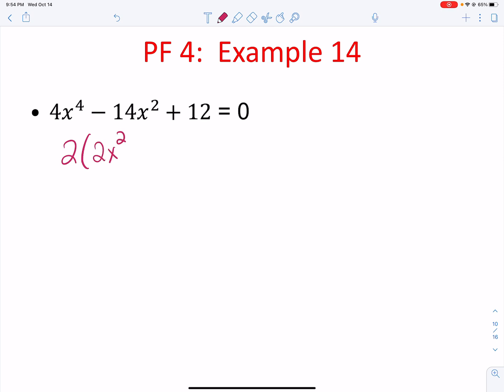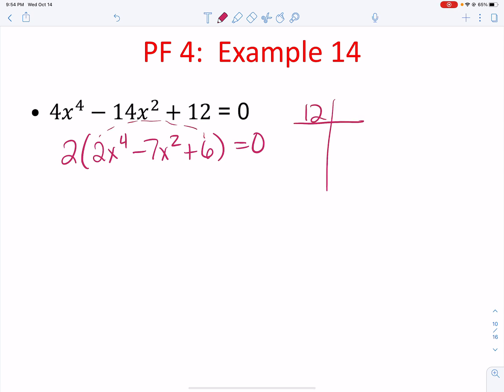So that's going to be 2x to the 4th minus 7x squared plus 6 equals 0. So if I look at my chart, I have factors of 12 that add up to -7. My factors are -3 and -4. Now I can't just plop those in the middle. That doesn't work this way because I have a 2 up front. So you could do this by grouping: 2x to the 4th minus 3x squared minus 4x squared. So you're putting these numbers in the middle and then plus 6.